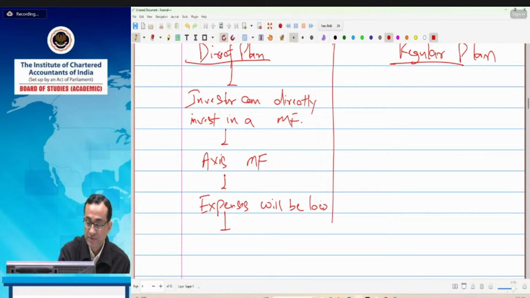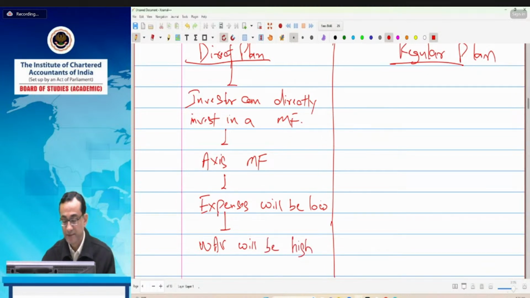If expenses will be low, then NAV will be high. NAV is just like you can say unit cost or the price, as I have explained in the first example, that it is the price at which the existing investors can sell. If the NAV is high, the existing investor can sell at a higher price and gain a good return or a capital gain on this.